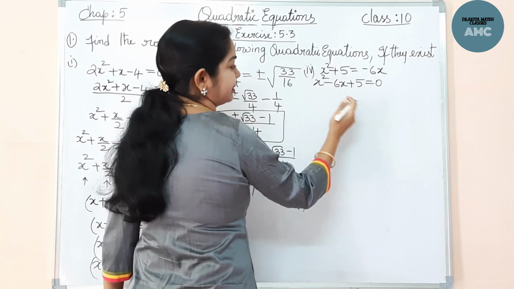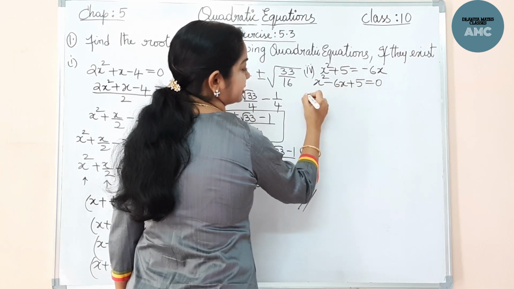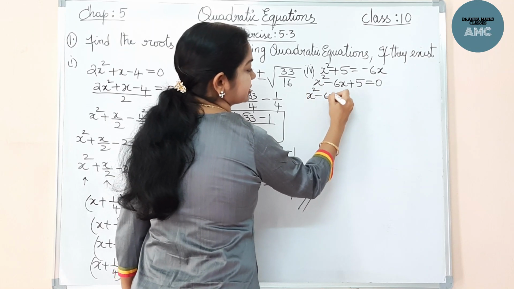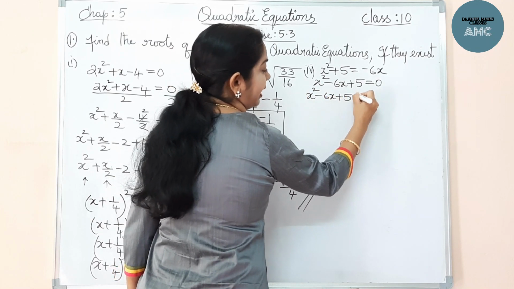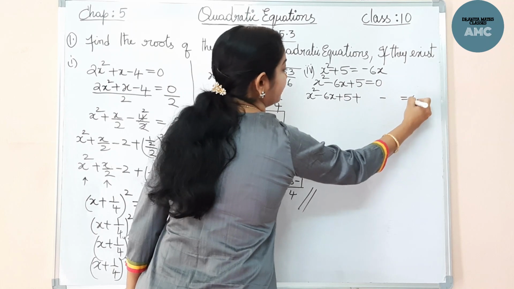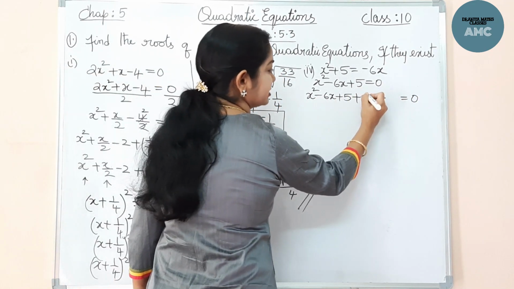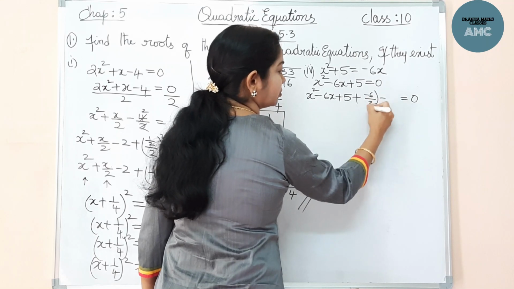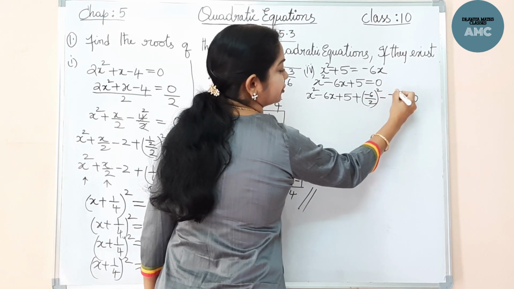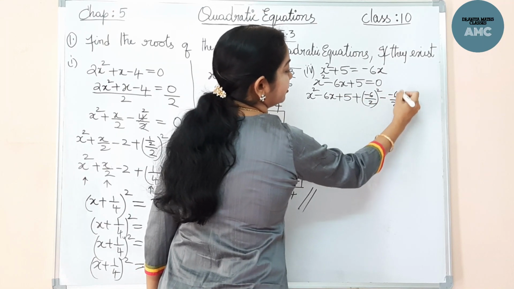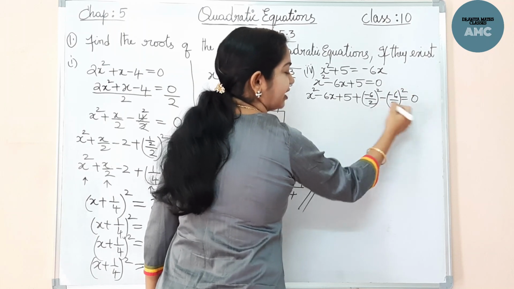Now the second step is that you have to add and subtract. x square minus 6x plus, add and subtract. What we have to add and subtract? Coefficient of x. Coefficient of x is minus 6, by 2 whole square. This we have to add and subtract.